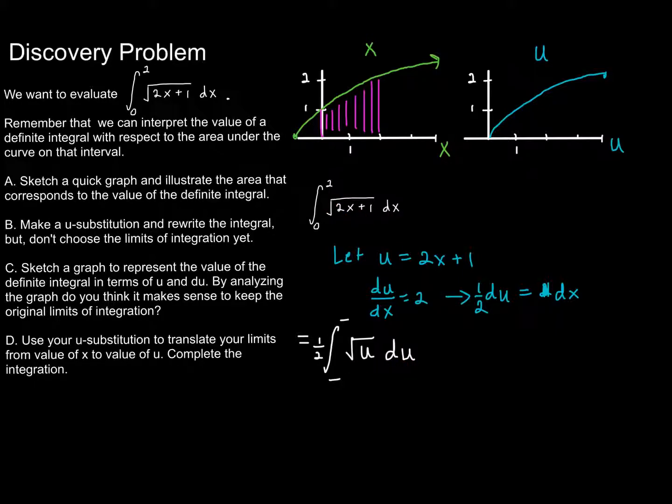So the question becomes, how do I figure out what these limits should be? Well, it's a pretty simple step. All we're doing is taking an x value and finding out what its corresponding u value would be. So we have an equation that gives that to us. Given an x value, I can find a corresponding u value. So what I want you to do is try this on your own.